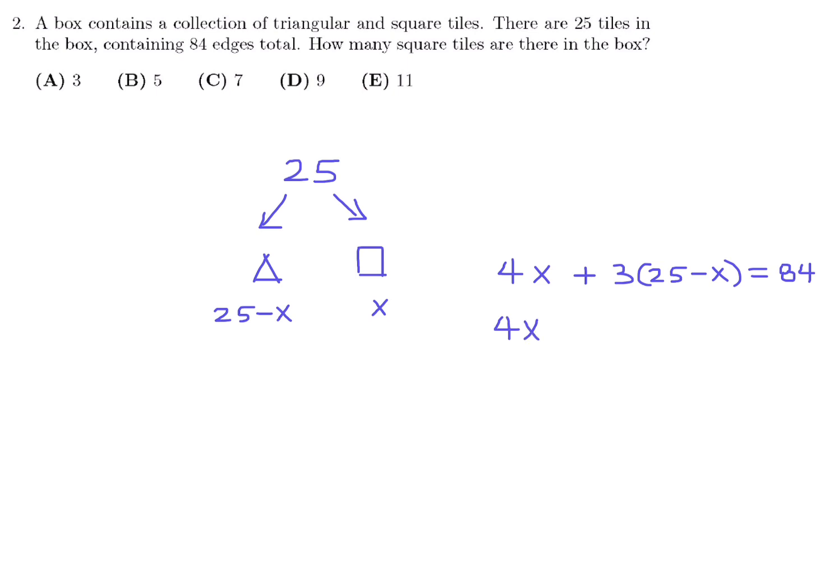This becomes 4x plus 75 minus 3x is equal to 84. And this becomes x is equal to 84 minus 75, which is 9. And that's it. x is 9, which is what I had labeled the number of squares as. So the answer to this question is D.